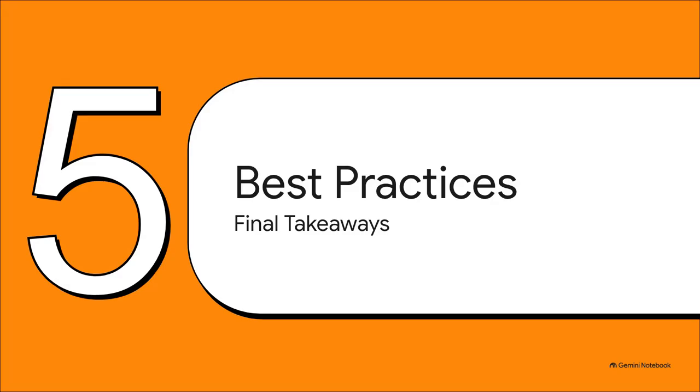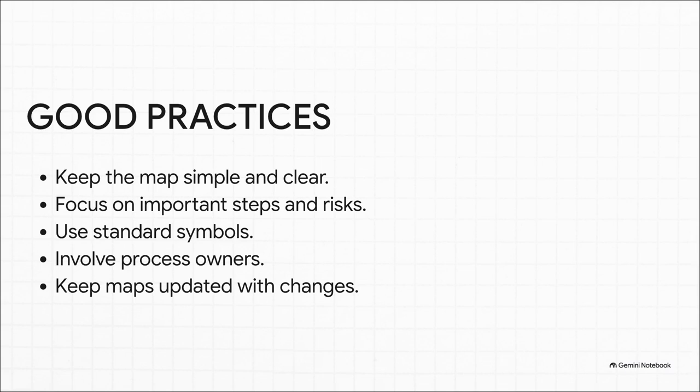Almost done. Let's hit Section 5, Best Practices and Takeaways, and wrap this up with some final golden rules. When you're mapping, keep these good practices in mind. First off, keep it simple and clear. Don't get bogged down in tiny micro steps if a higher level view serves the audit better. Focus on the truly important steps and risks. Always use those standard symbols we talked about. Always involve the actual process owners, and, I can't stress this enough, keep your maps updated whenever changes happen.